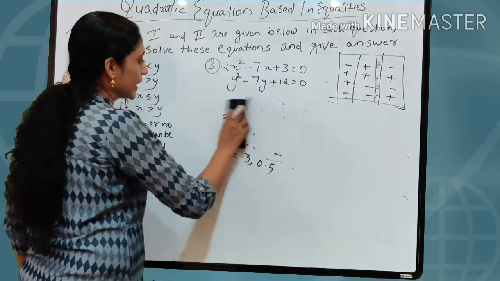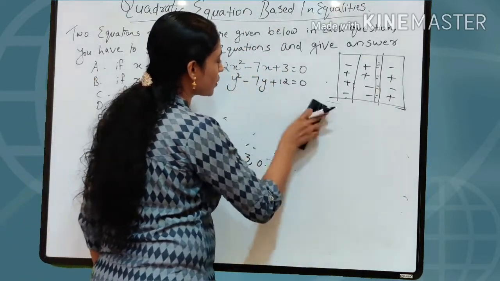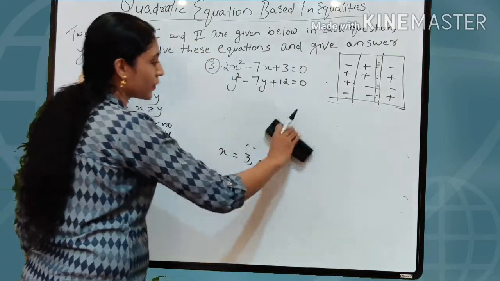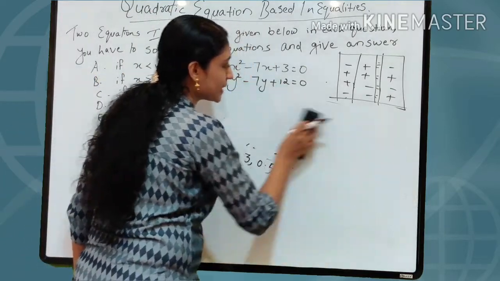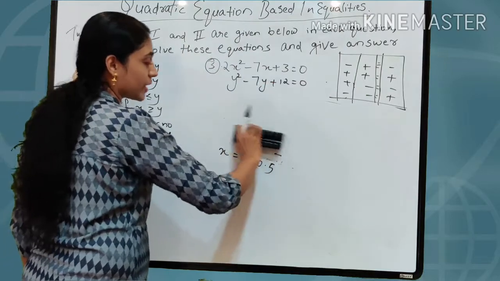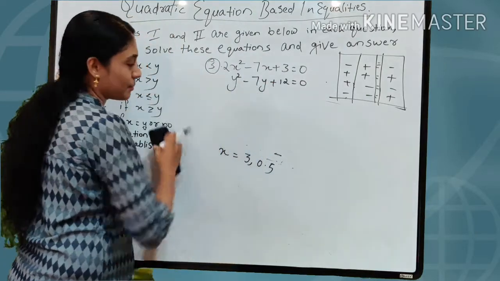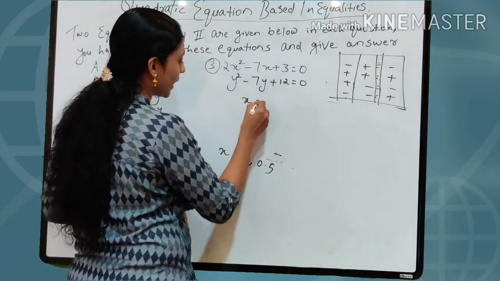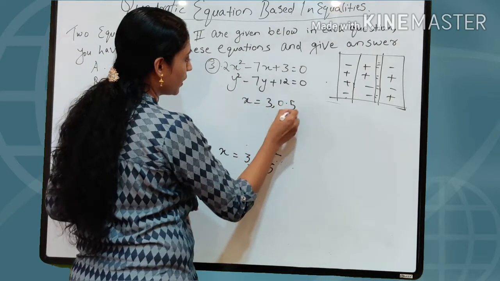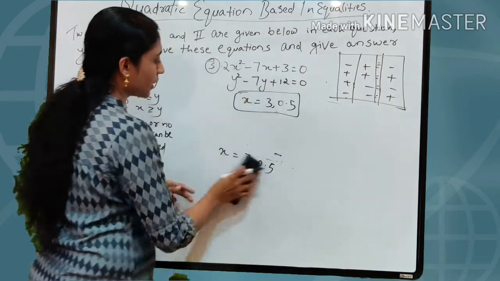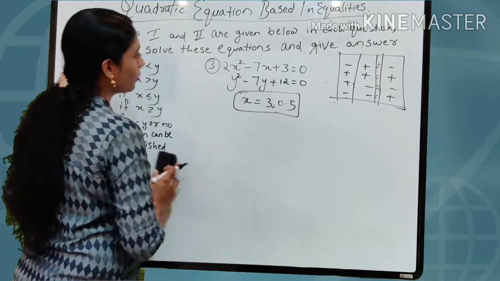You can score easily 5 to 6 marks from this section. So never skip this section, okay? The questions will be easy, especially for IBPS RRB office assistant and clerical exams. Okay, so we got the value of x as 3 and 0.5. Now we can solve for y.